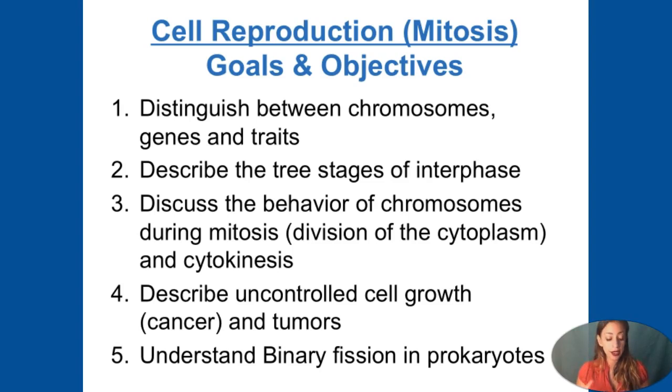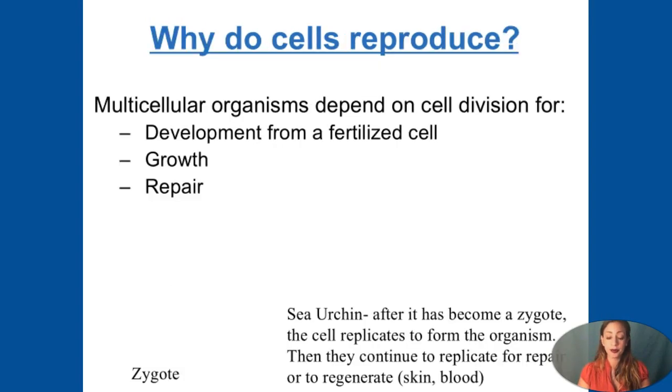We're going to be able, at the end of this lesson, to distinguish between chromosomes, genes, and traits, describe the three stages of interphase, discuss the behavior of chromosomes during mitosis, that's the division of the nucleus, prophase, metaphase, anaphase, telophase, and cytokinesis, the division of cytoplasm. Then we're going to describe what happens when there is uncontrolled cell growth that can lead to cancers and tumors, and then understand what binary fission in prokaryotes is.